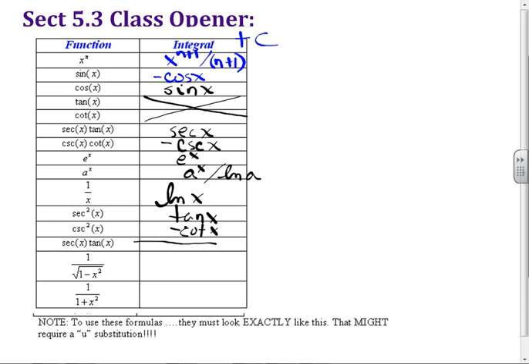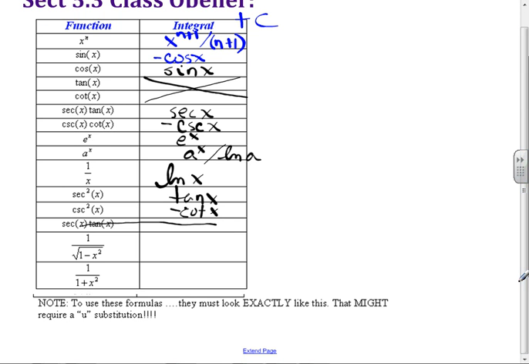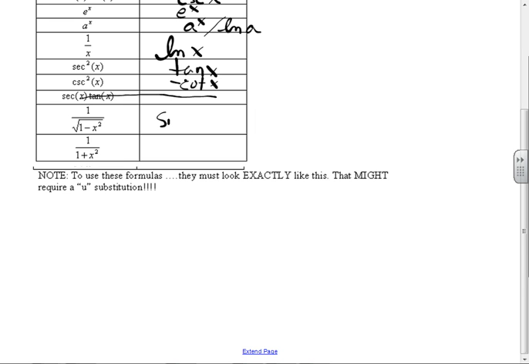Anybody know secant, tangent? I've already done that one. I got it twice. Sorry. What about the next one? Does anybody remember that one? Sorry, I'll slide it. Inverse sine. You'll see that one on the exam, but even more so, you'll see the next one. That one you see a lot, inverse tangent.